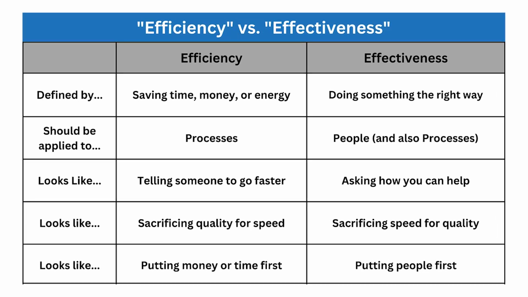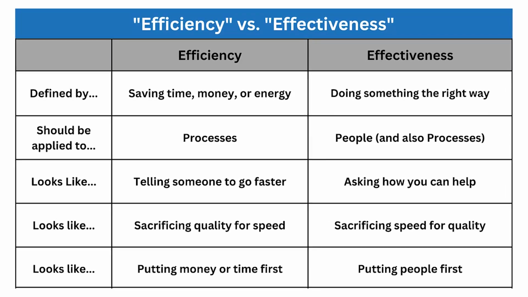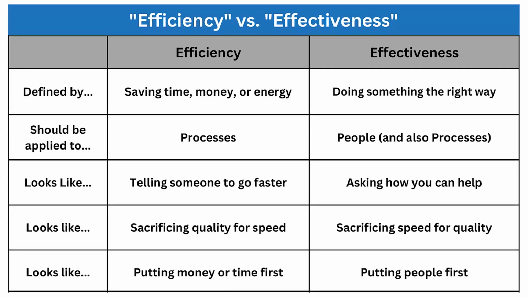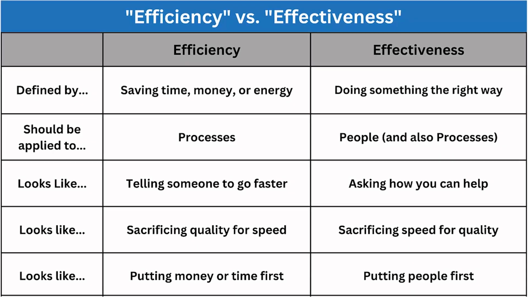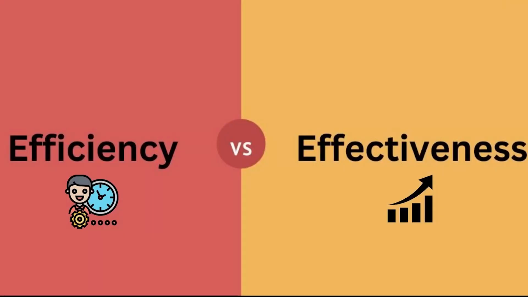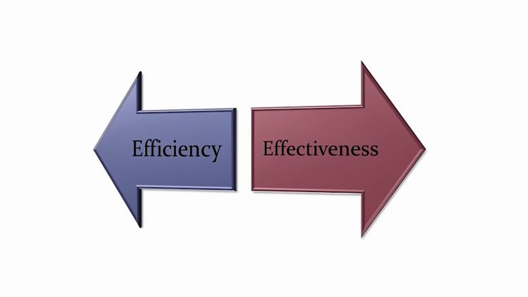Efficiency means doing the thing correctly. It refers to the relationship between inputs and outputs. Efficiency seeks to minimize resource costs. On the other hand, effectiveness means doing the right things. It focuses on goal attainment.